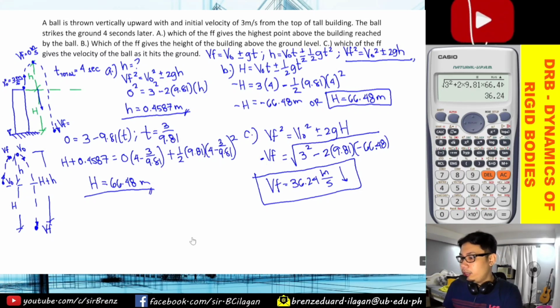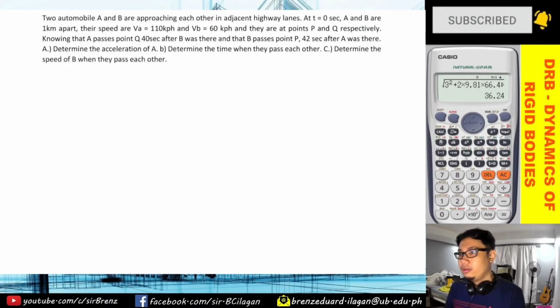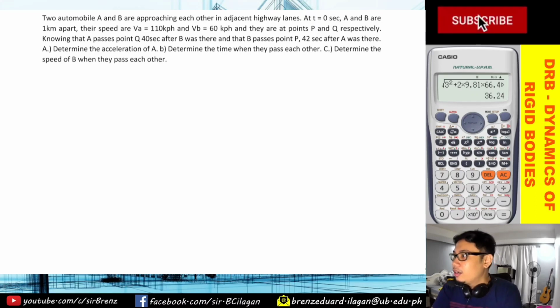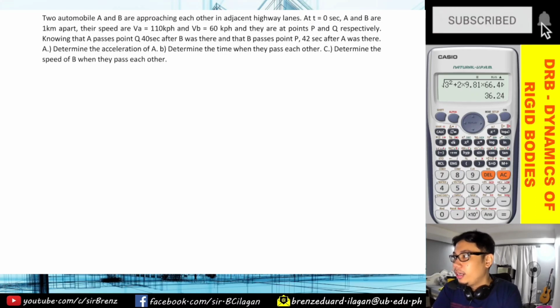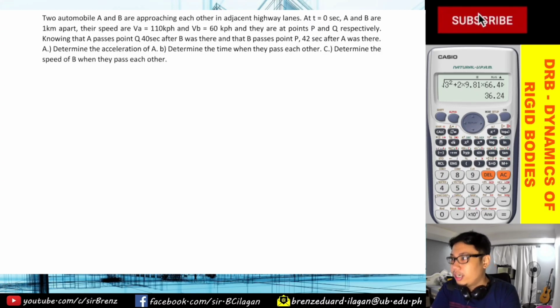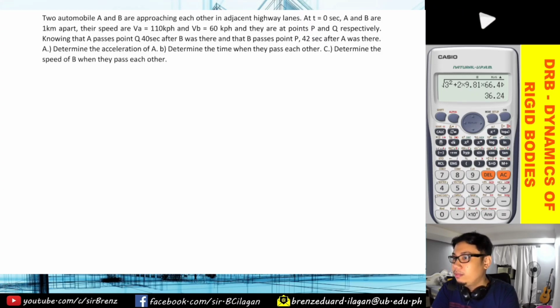Okay guys, so let's proceed with the next problem. Okay, problem number 3. So, two automobiles A and B are approaching each other in adjacent highway lanes. Ayan, ganito. So, at t is equals to 0, car A and B are 1 kilometer apart. Their speeds are given as follows. So, yung car A has a velocity of 110 kilometers per hour and yung car B mo is 60 kilometers per hour. So, mas mabilis yung takbo ni car A compared kay car B. And they are at points P and Q respectively.